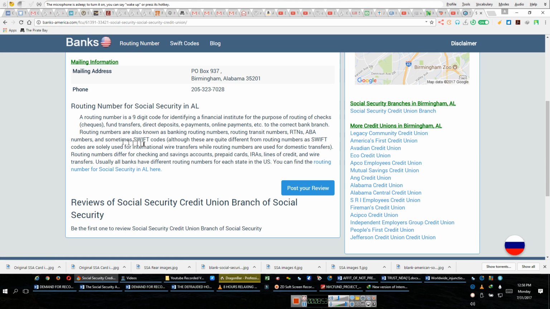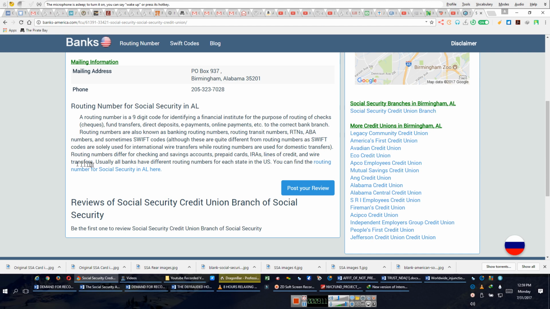So look, SWIFT codes are quite different from routing numbers, as SWIFT codes are solely used for international wire transfers, while routing numbers are used for domestic transfers. Routing numbers differ for checking and savings accounts, prepaid cards, IRAs, lines of credit, and wire transfers. Usually, all banks have different routing numbers for each state in the U.S. You can find the routing number for Social Security in Alabama here. Okay? Ladies and gentlemen, I just gave you a lot of information.